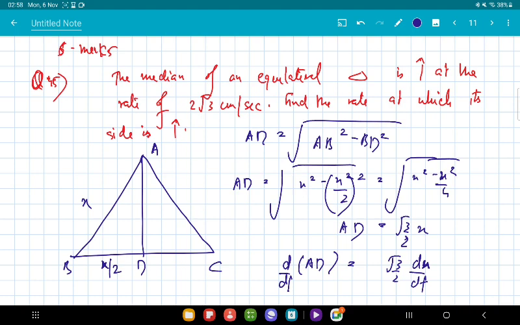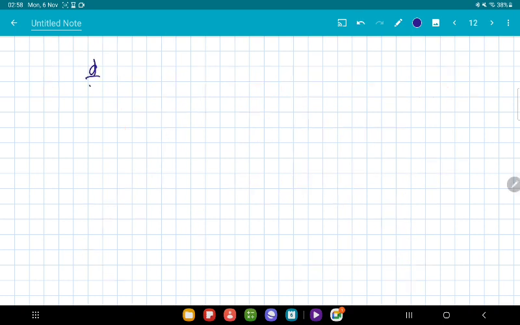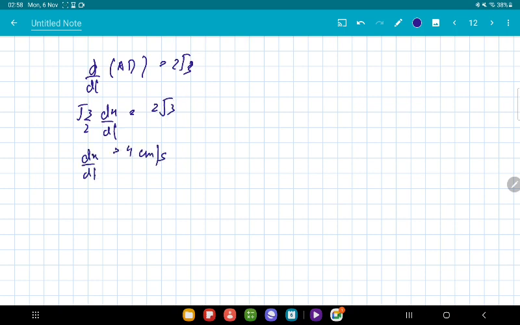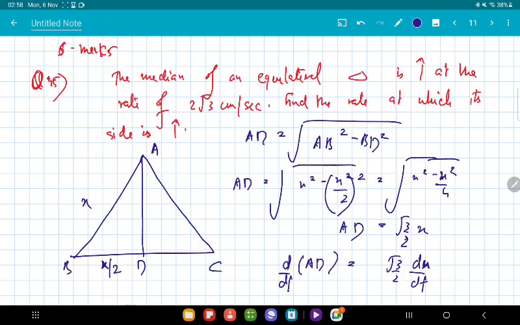Now this value they have given to us as AD as 2 root 3. So I will write down my value, dx by dt times root 3 by 2 equals 2 root 3. So dx by dt I am getting is 4 centimeter per second. So this would be my answer: the rate at which the side is increasing.